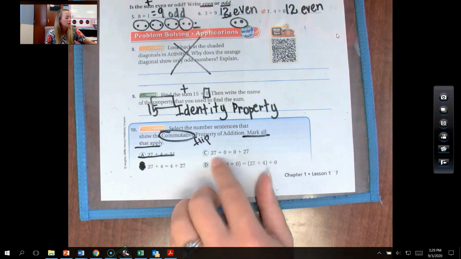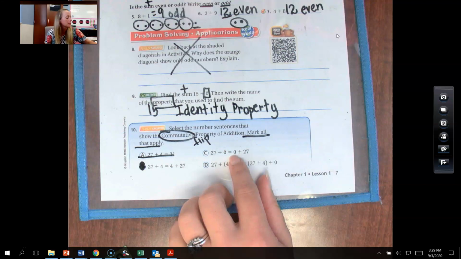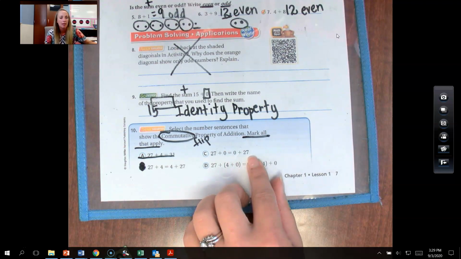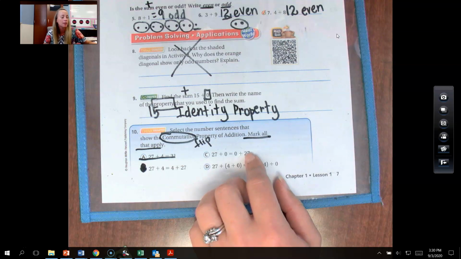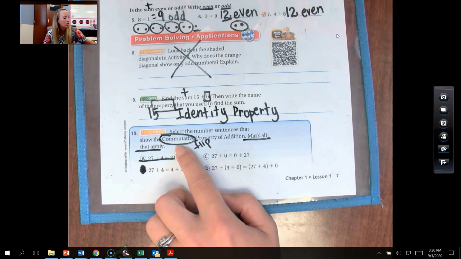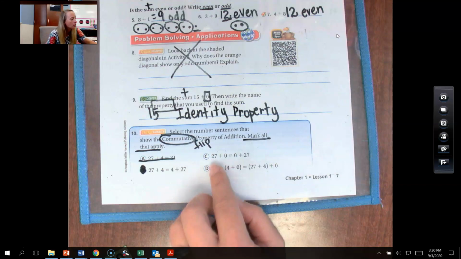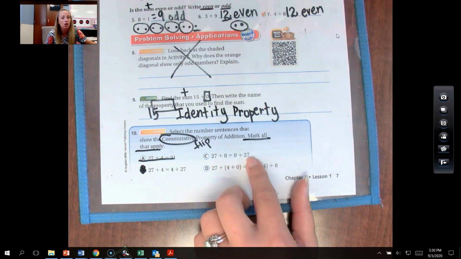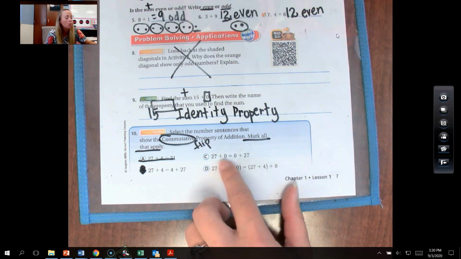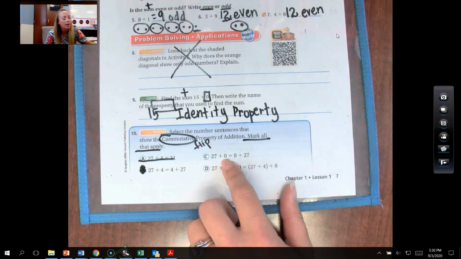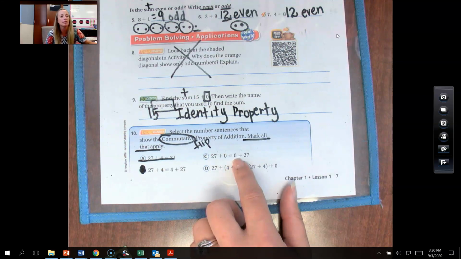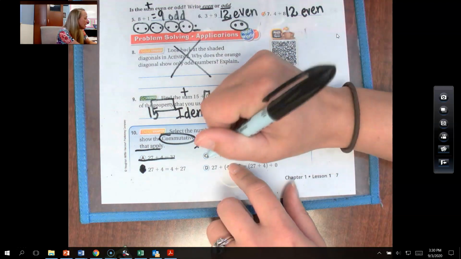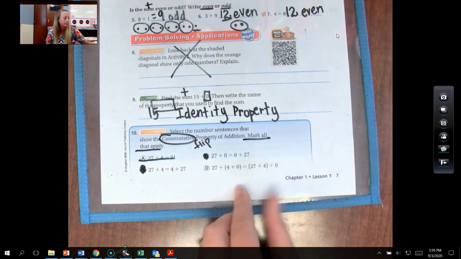Let's look at letter C. 27 plus 0 equals 0 plus 27. Did they flip-flop those numbers? Commutative property means flip-flop. Well, 27 was at the beginning on this side. It's on the end on this side. 0 was at the end on this side, and it was at the beginning on this side. Did they flip-flop? They sure did. Choice C is also correct.